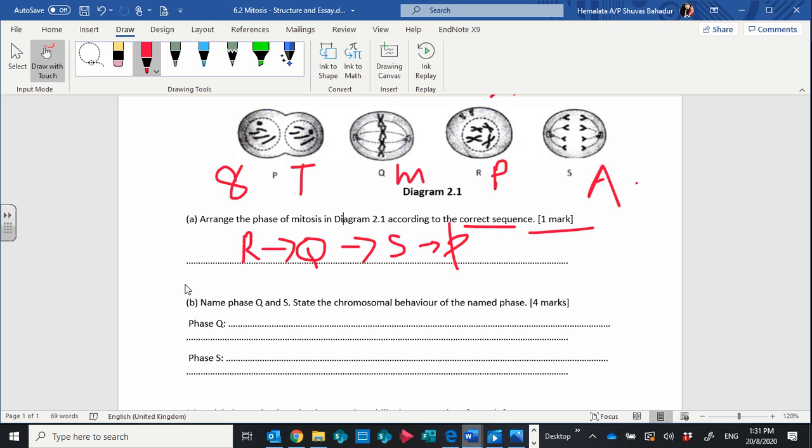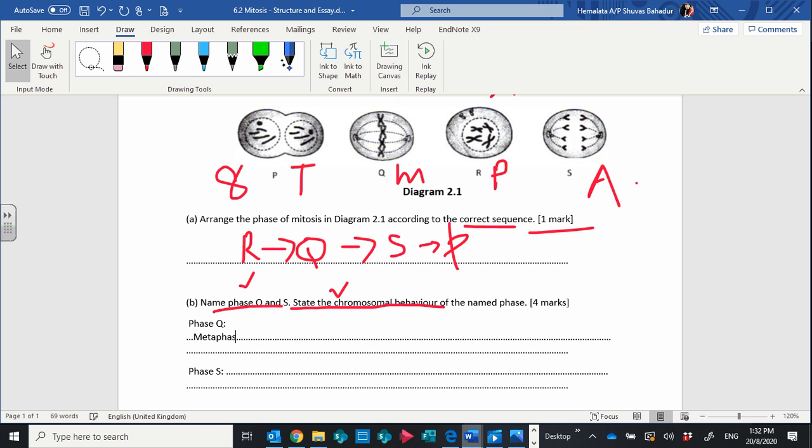Most of you have this tendency to leave out some answers or some questions. When you read "name phase Q and S" and then the second line, "state the chromosomal behavior of the named phase," you only tend to attend to one of them most of the time and forget about the other. Please underline this. So attend to one question at a time. For example, for phase Q, go one by one. Phase Q, you have already named it, it is easy. So you just have to put metaphase over here, and here you need to put anaphase.